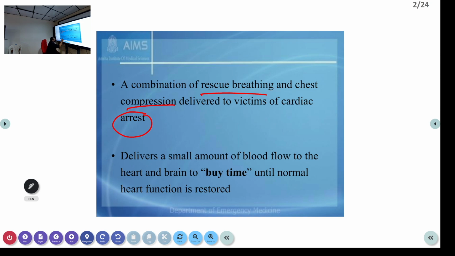Basically, what does it do? It delivers a small amount of blood flow to the heart and brain to buy time. You have to understand that the heart is not functioning properly. So we want to buy some time till the heart recovers, so that the heart and brain are not deprived of oxygen supply during the cardiac arrest. By giving compression, some amount of blood is reaching the heart. That is the most important thing that you need to remember.